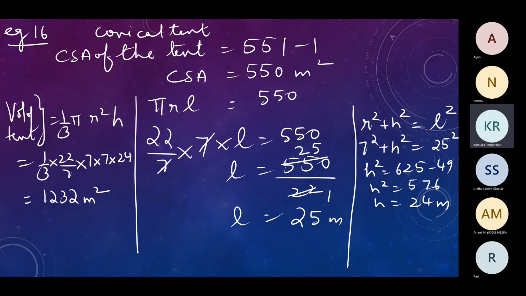Why are we saying curved surface area? Why not volume? Because where is the canvas? It is used to make the curved surface area of the tent. The canvas material is not used on the floor. So CSA is 550. When you work that, you can find the value of l. And then using r and l, find h. And then find the volume of the tent.